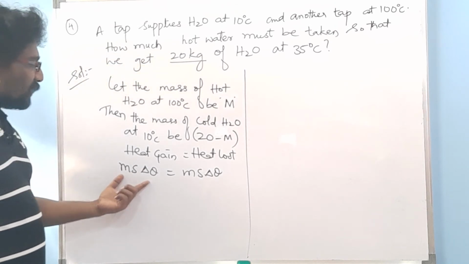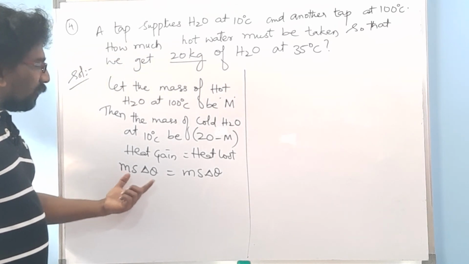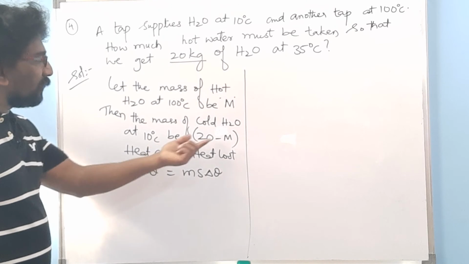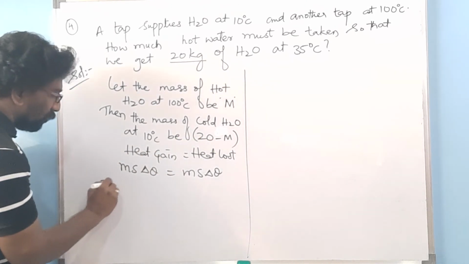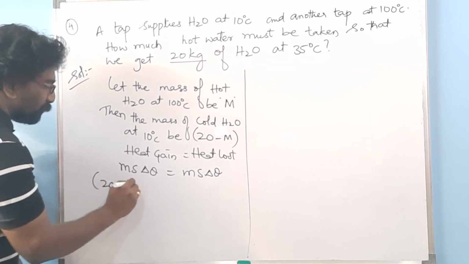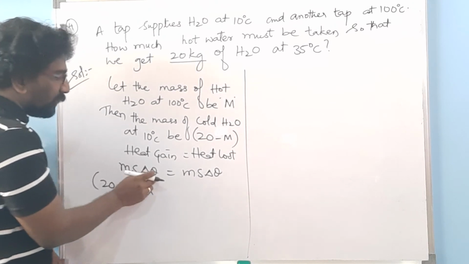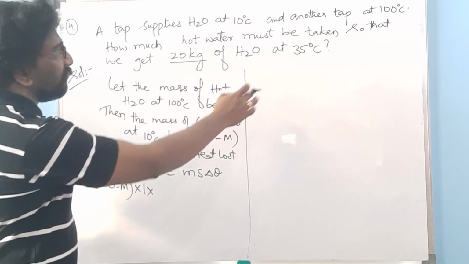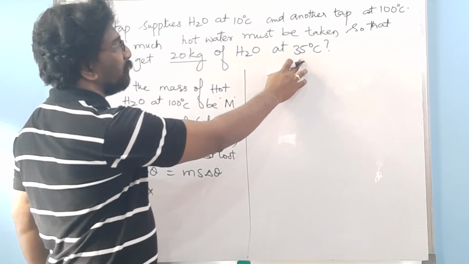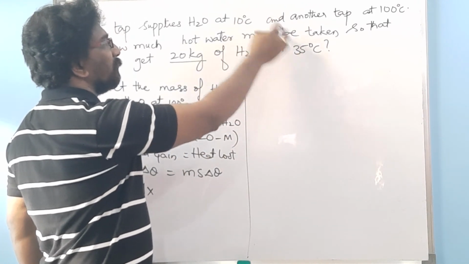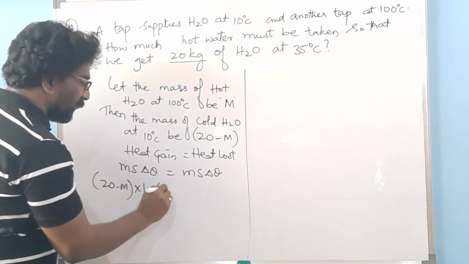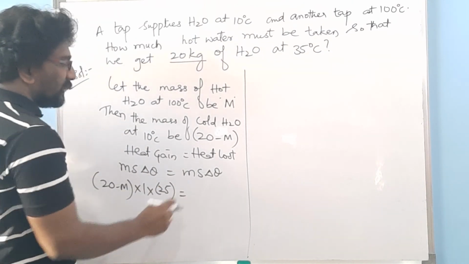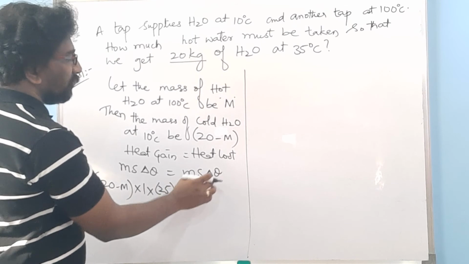Now, what is the mass of the heat gain? Heat is gained by the cold water. So mass is equal to 20 minus m into specific heat capacity 1 into temperature change. The final temperature, 35 degrees Celsius, is given to us. So the temperature change will be 35 minus 10, that is equal to 25 degrees Celsius. Now that is equal to M S delta theta for the heat lost.